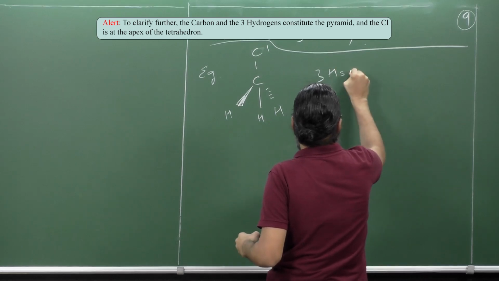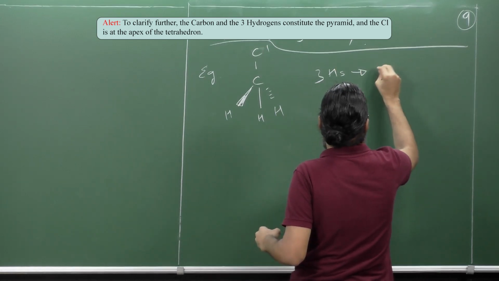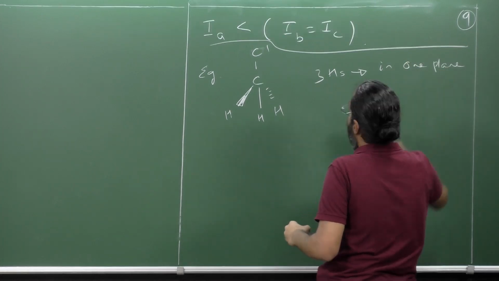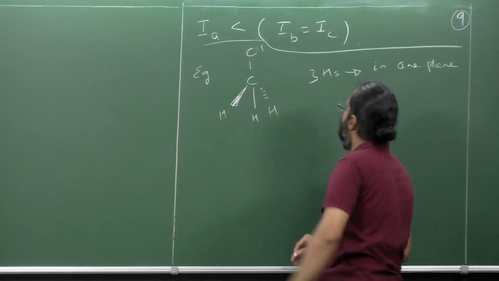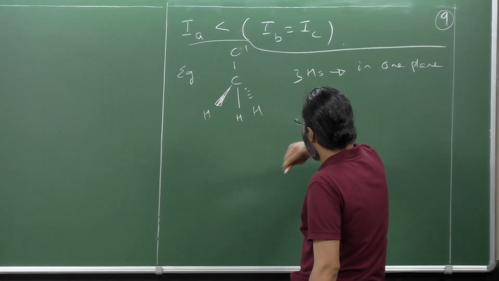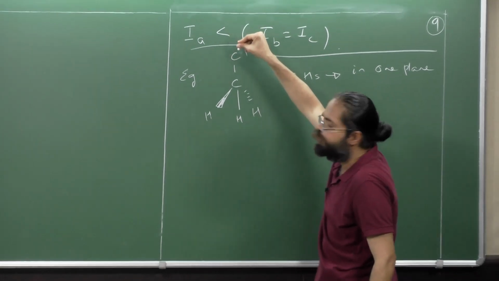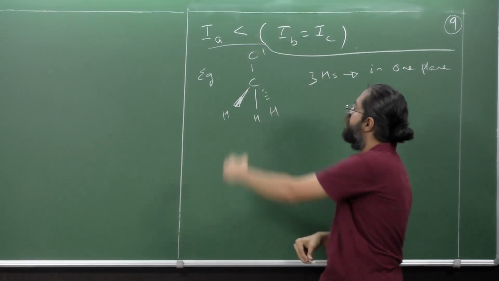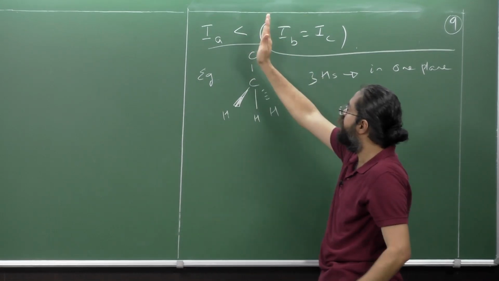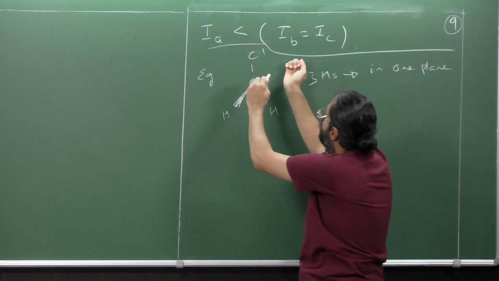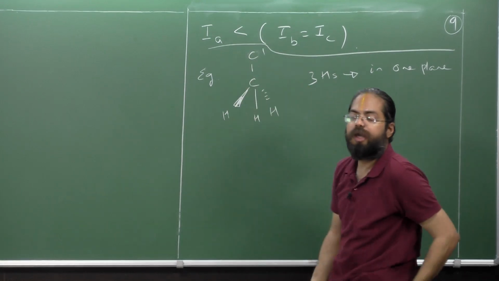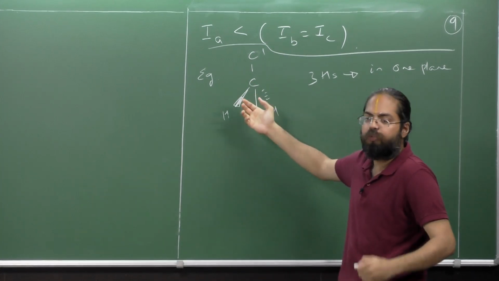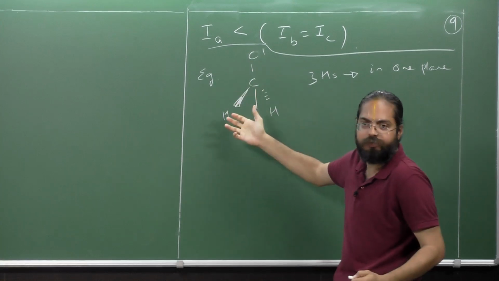So I'll just write it down. Three hydrogens are in one plane, and they form the base of this tetrahedron. And if you notice, along the axis, let's say you consider the axis which passes through the C-Cl bond, this particular axis. I'm talking about the vertical axis along the board. Now, if you were to rotate about this axis, you notice that the motion majorly involves the rotation of the three hydrogens, right?